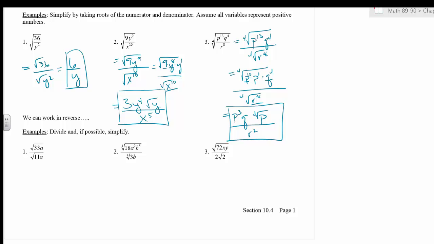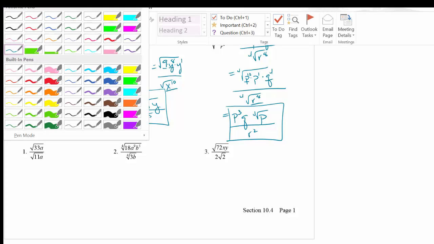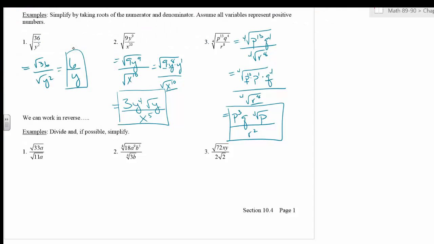So if you look at this, you see the square root of 33a. Let's start with number 1, the square root of 33a divided by the square root of 11a. So individually those cannot be simplified. There's nothing we can do there. So what we could try to do is at least create one single radical. And let me draw this a little bit taller.